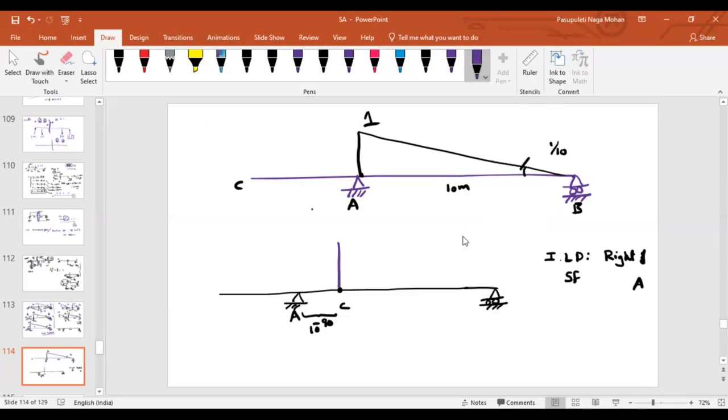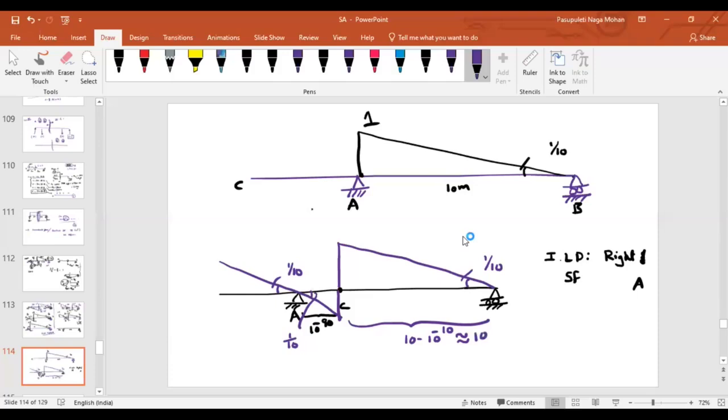This section you have to move upward. The left side part you have to move downward. This is the part. What about the slope? 1 by 10. What about this slope? 1 by 10. What about this slope? 1 by 10. What about this length then? 10 minus 10 to the power of minus 10. How much is it? Nearly 10. Then what about this ordinate? 1.